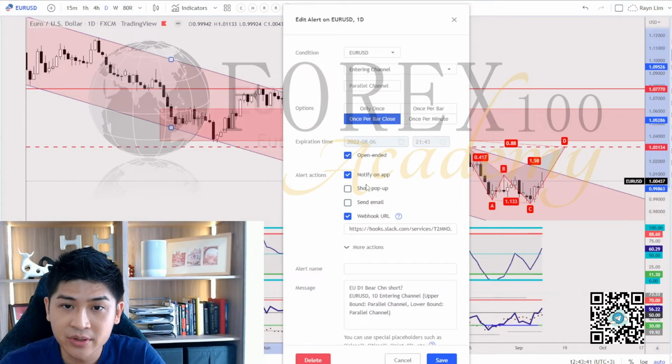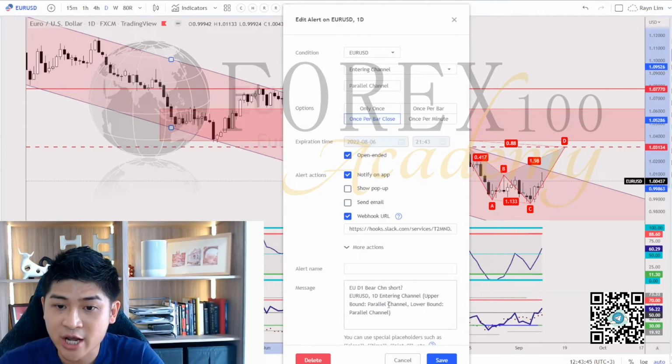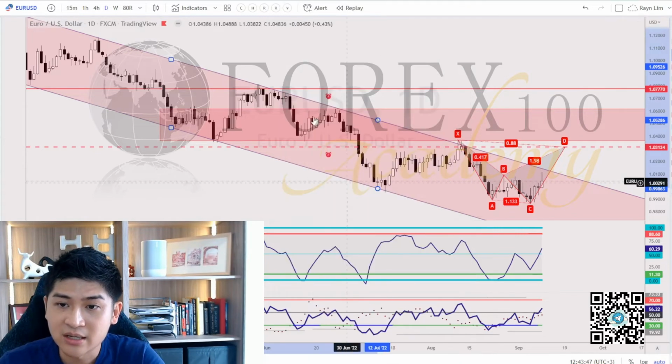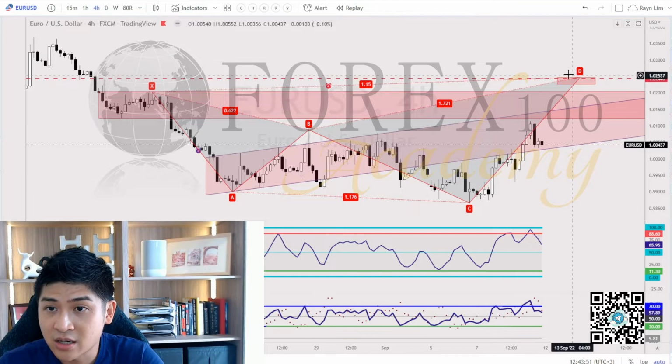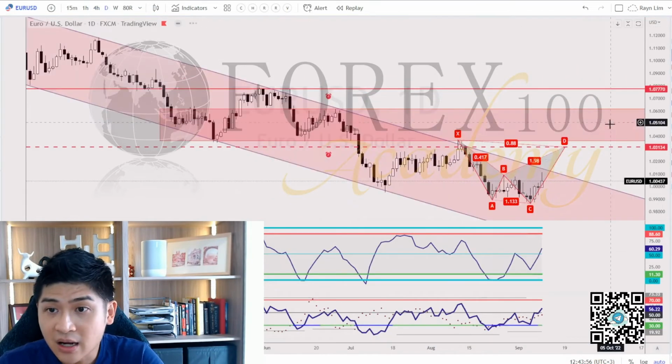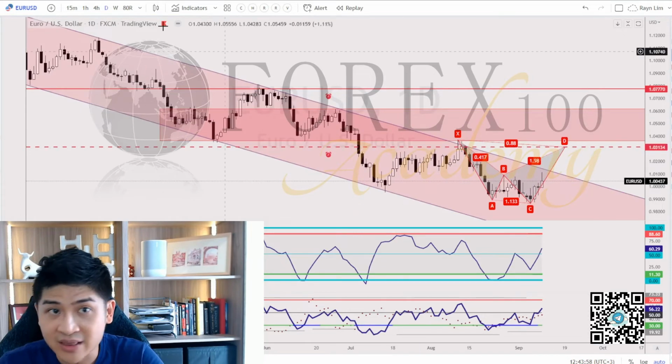Let me just show you. All right, once per bar close setting, and over here I write bear channel, looking to short. Okay, and to the 4-hour chart, well, we have another shark pattern at 1.0247. You can see that it is a different level.